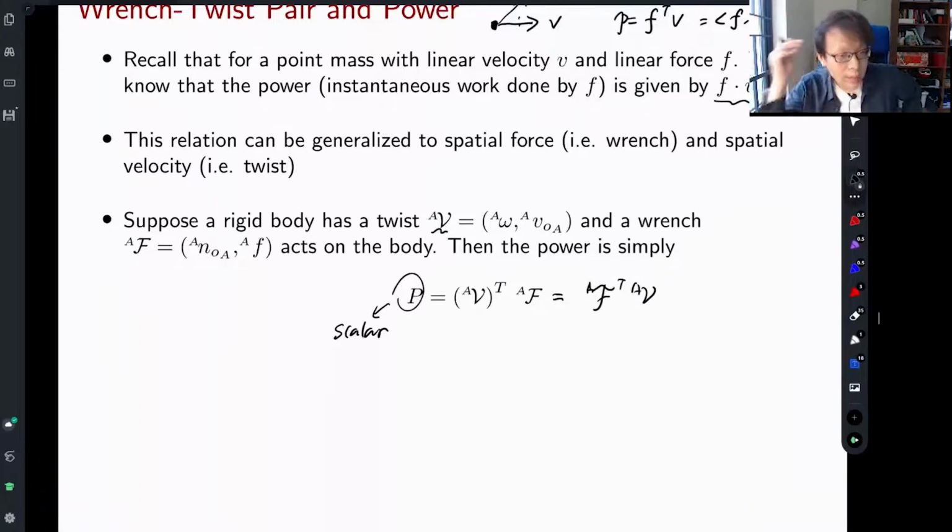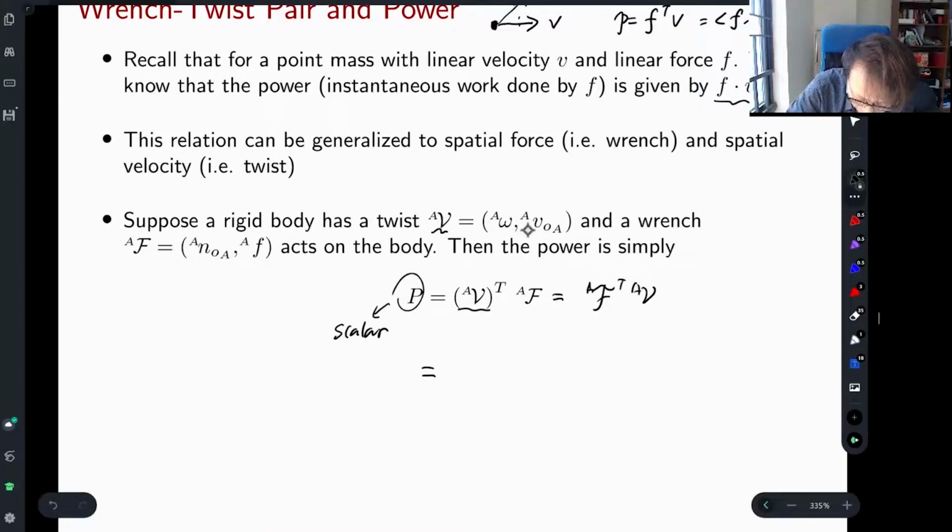So no matter what coordinate you use to express force or twist, it doesn't matter, right? Eventually you get a scalar, which is coordinate free, independent of reference frames. If you want to write this out, let's say this is a 6x1 vector, take the transpose, this is also 6x1, so you can take the inner product. If you write the rotation and the linear velocity parts separately, then you have omega A transpose times that, right?